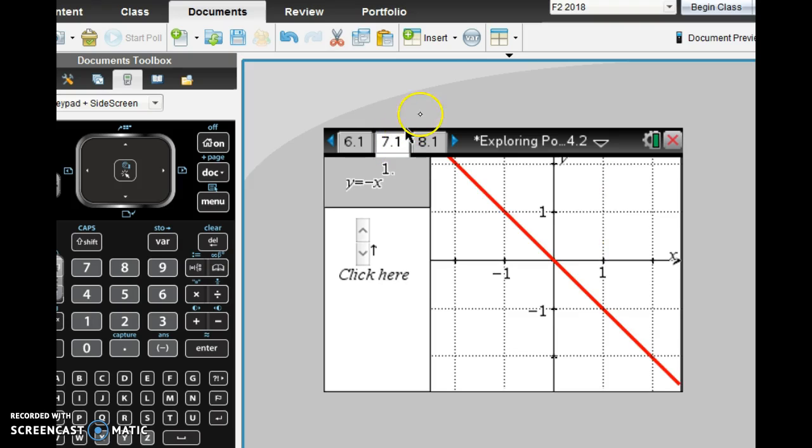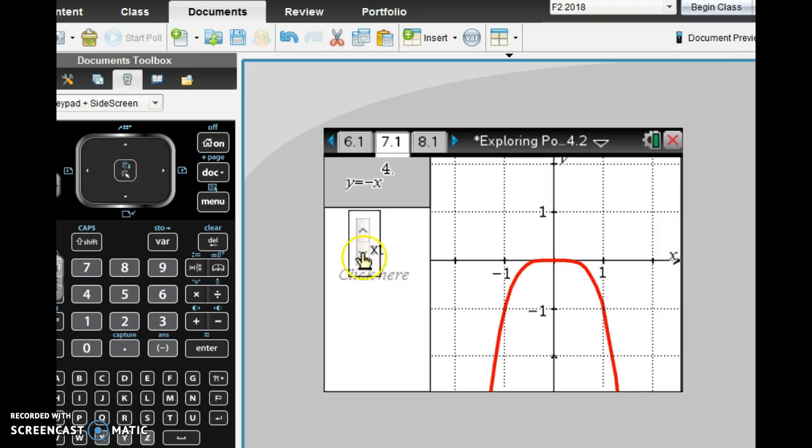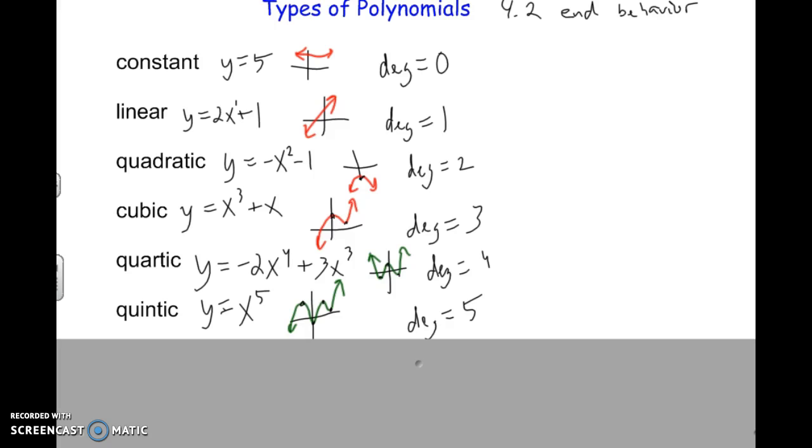If you put a negative in front of the function, it reverses the pattern. So it starts up and goes down. Negative with an x squared, it goes down, down. Negative x cubed, up, down. So there's really four cases.